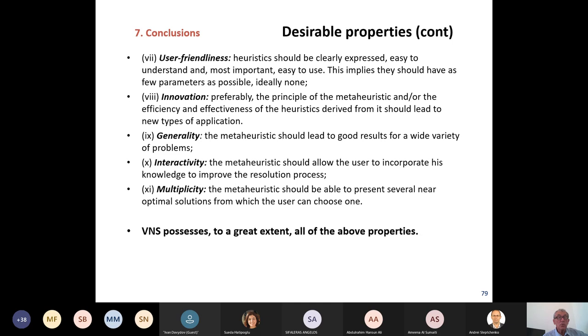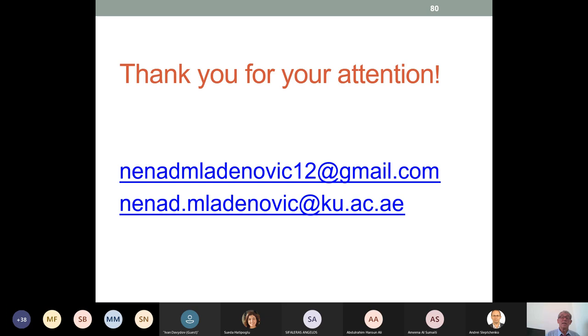Then there should be innovation, preferably the principle of the metaheuristic, efficiency, effectiveness, efficacy derived from it, should lead to new types of applications. That's the case of VNS. Generality, incredibly, and so you can see from my slides, I don't have time. It is exactly 1 o'clock. And so you can see what are our observations, Professor Hansen and myself, in our first papers, what some metaheuristics, what are desirable properties. As you can see, many today do not have those desirable properties. They are very complex hybrids of many ideas, and people are lost. Thank you very much for your attention. And if you have some questions, I am ready to answer.